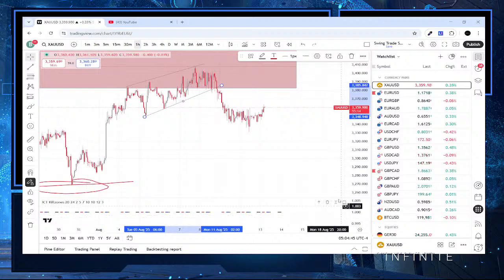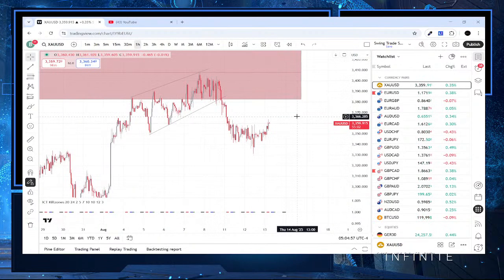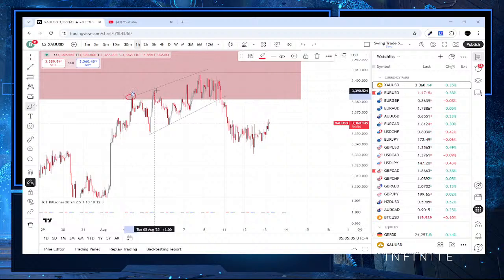Right? So what we are now looking for for our entries here is a possible change of character, for us to be sure that yes, of a truth, this market is ready to go in our direction. And from here you can see this is the high, and this is the higher high. This high was higher than this previous high, and you see the low, higher low.